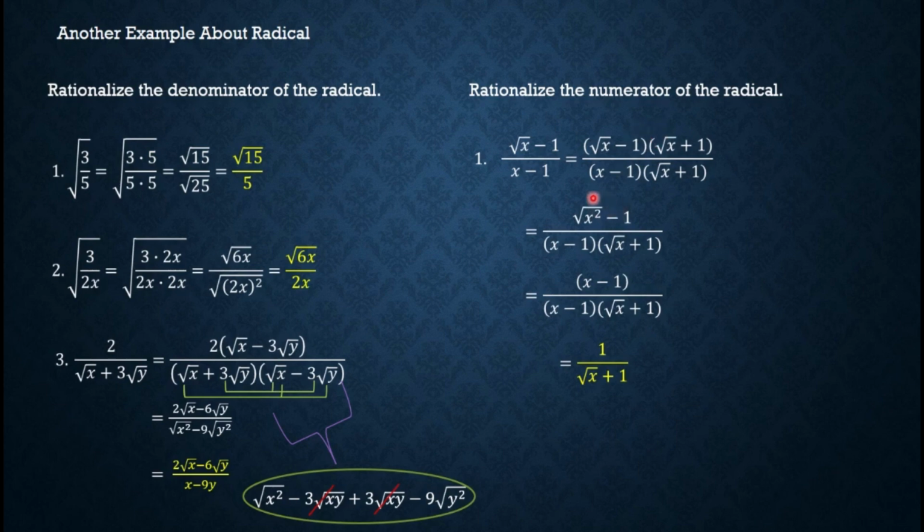So what we get is square root of x squared minus 1. The square root is canceled because of this exponent. So the exponent cancels, and what remains is x minus 1 over the x minus 1 times the quantity of square root of x plus 1. We obtain the answer of 1 over square root of x plus 1.